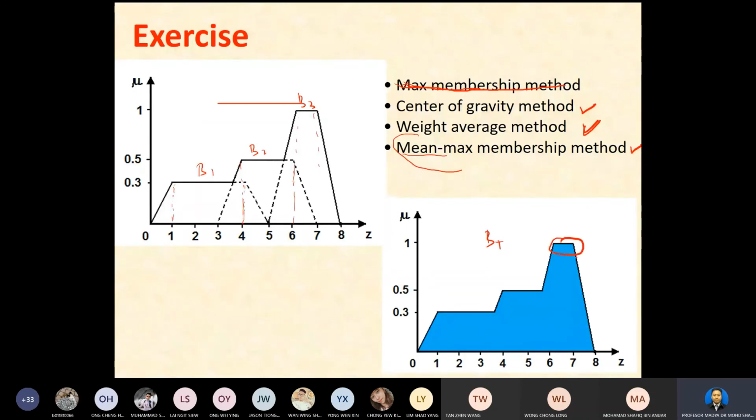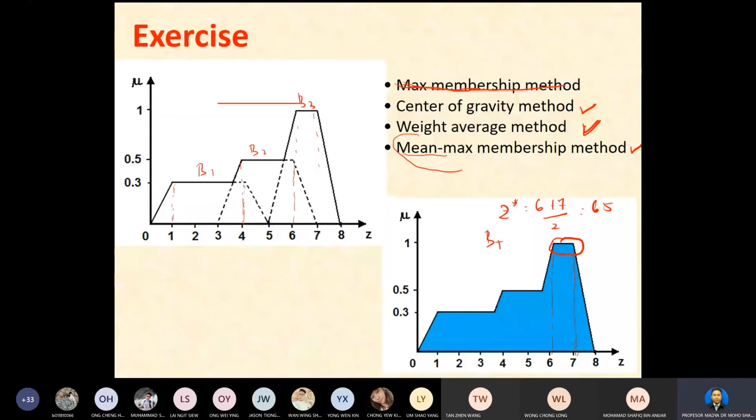So this is the output. Maybe this one is 7, I put a 7 here. This one is a 6. This one is 7. So Z here will be 6 plus 7 divided by 2, for example. The answer will be 6.5, for example. So this is straightforward. The mismatch method is straightforward.